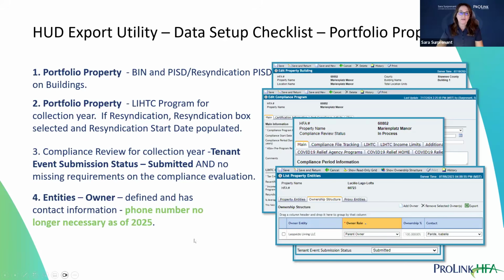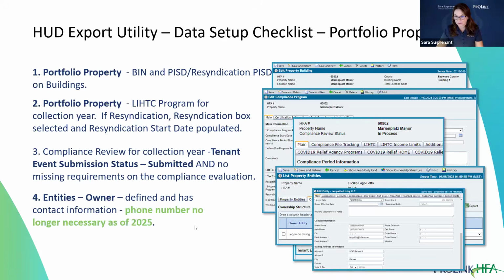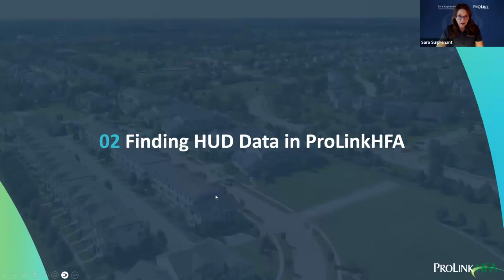And then making sure you have an owner. The phone number is no longer necessary as of 25, but there will be owner information in your project file for projects that are onboarded, because they're going to want to know who that owner is. But yeah, you don't have to worry about the phone number anymore. So that's cool. All right.